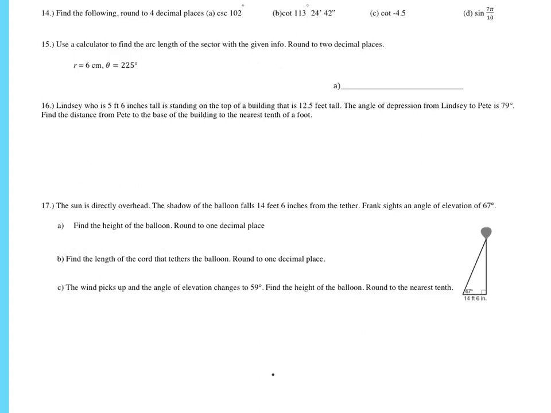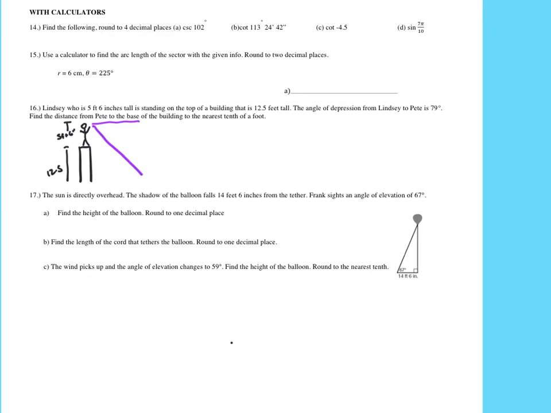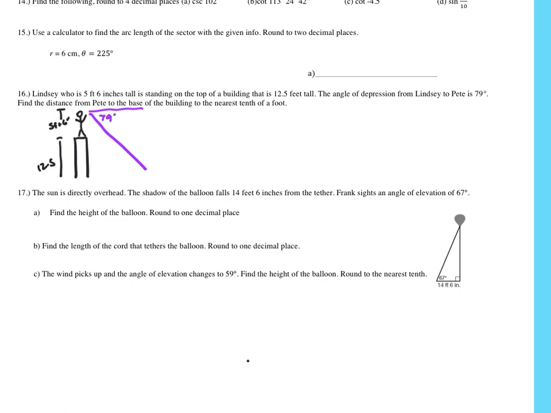All right, so it says, Lindsay, remember I said that sometimes they include their height. This is one of those opportunities. Lindsay, who is 5 feet 6 inches tall, is standing on top of a building that's 12.5 feet tall. The angle of depression from Lindsay to Pete is 79 degrees. So obviously Pete's over here. Find the distance from Pete to the base of the building, which would be here. So this is that time that you have to take her height and add it on.